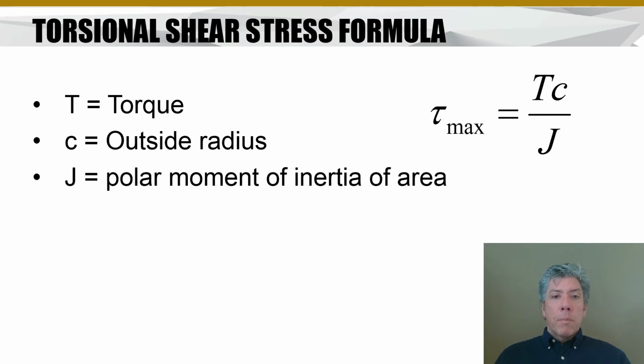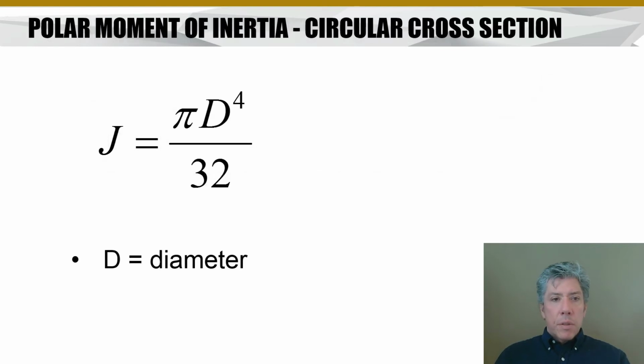J is called the polar moment of inertia of area, and it's just an area property in a certain direction, but we'll look at that a little bit later. For right now, you just need to know how to compute them. As a matter of fact, circular cross-sections are one of the most commonly used cross-sections for shafting, and that's where this idea of shear stress in shafts under torsion is really primarily used. So the geometry factor, or polar moment of inertia, J, is pi d to the 4th over 32, where d is the diameter of the circular cross-section.